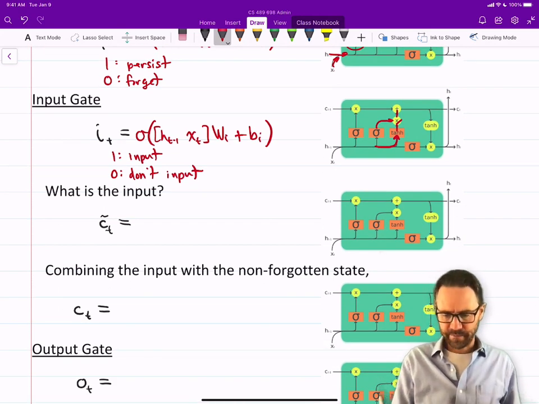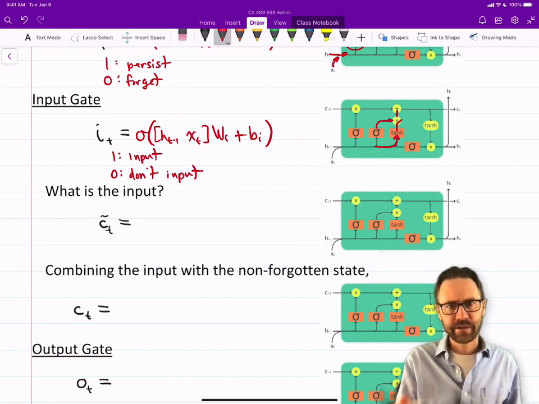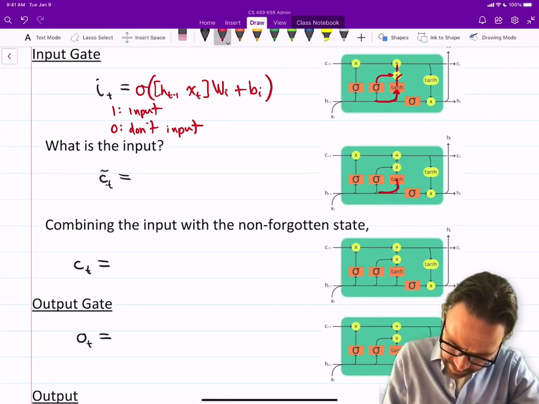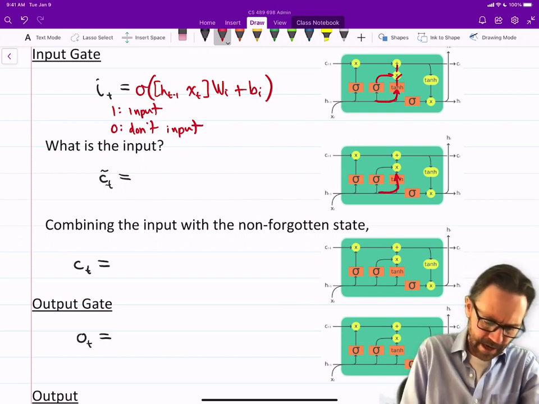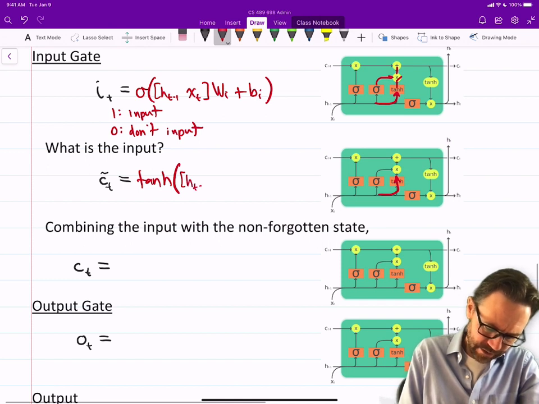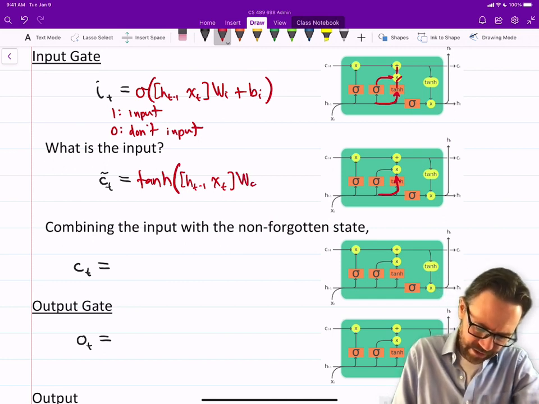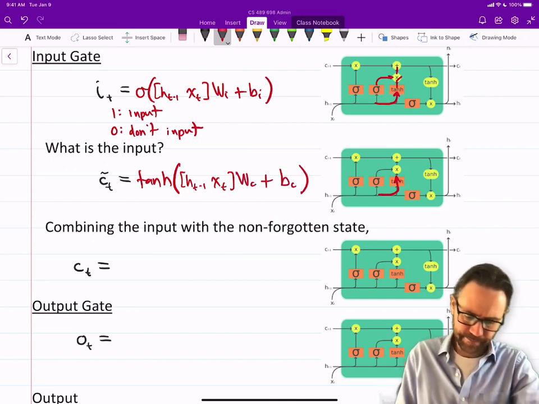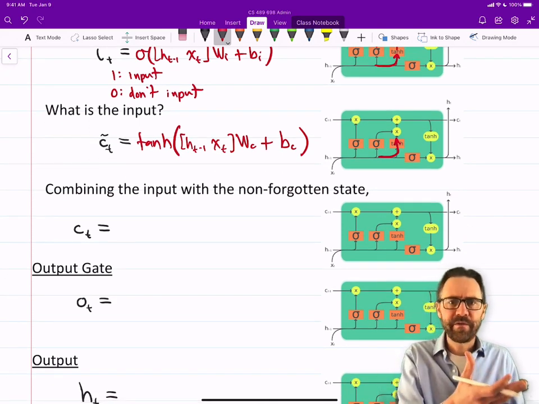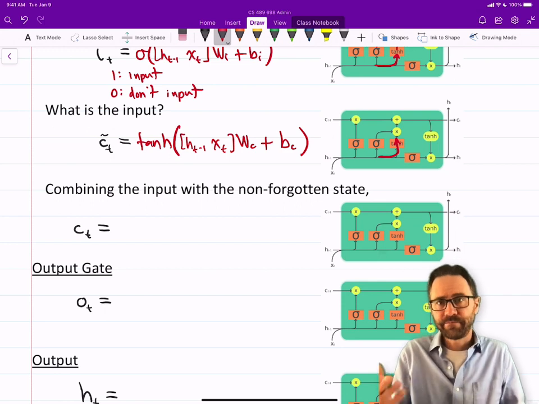Okay, so what is the input? What is this last arrow that I drew that goes up through the hyperbolic tangent function? Well, that's just c_t tilde. So that's following along this path. And it's hyperbolic tan of, again, h_{t-1}, x_t, this sort of concatenated input, times a set of connection weights and a bias. Okay, so that allows us to take the h from the previous state and the current input and morph it into some useful representation that we want.